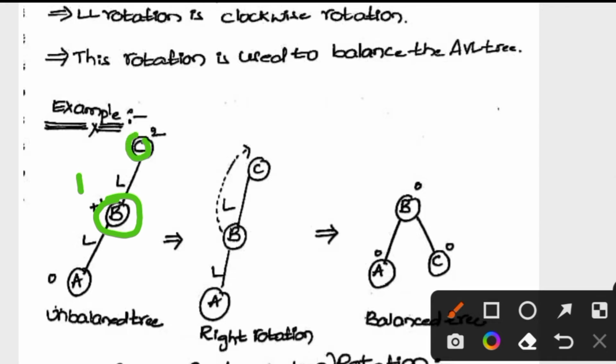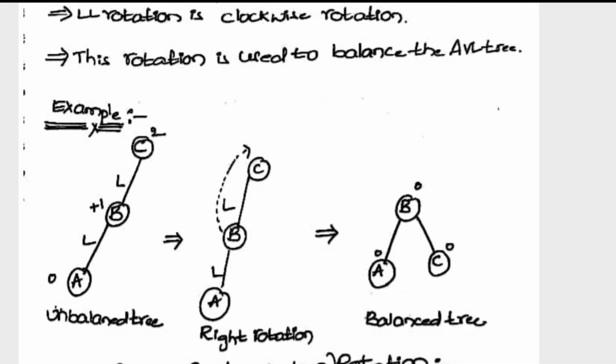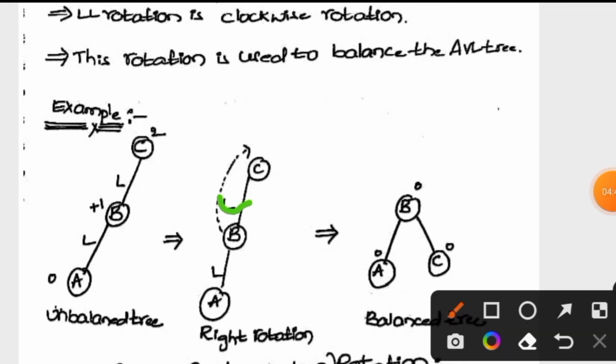Next is node C. The balance factor is the height of the left subtree, which is 2, minus the height of the right subtree, which has no element, so 0. Now the BF becomes 2. Whenever we get a value other than -1, 1 or 0, here 2, we say that it is an imbalanced tree. To make it balanced, and since the direction is left side, we perform the left rotation, that is LL rotation.